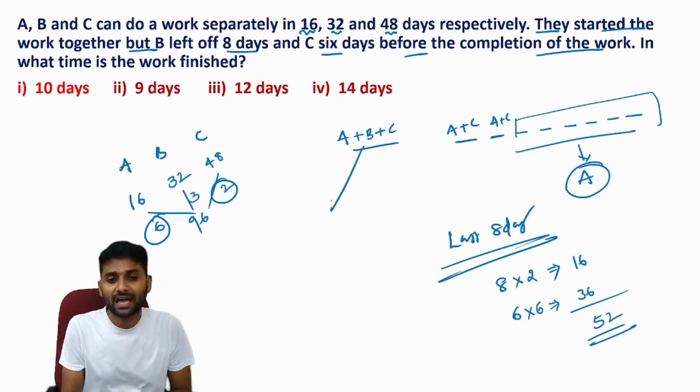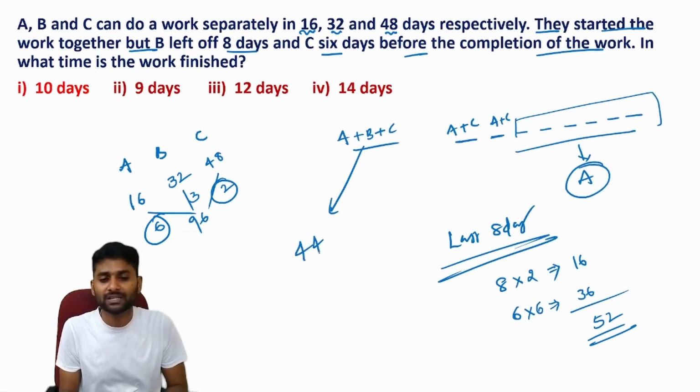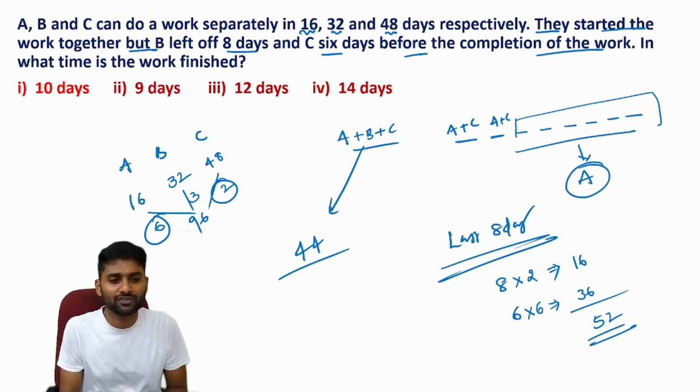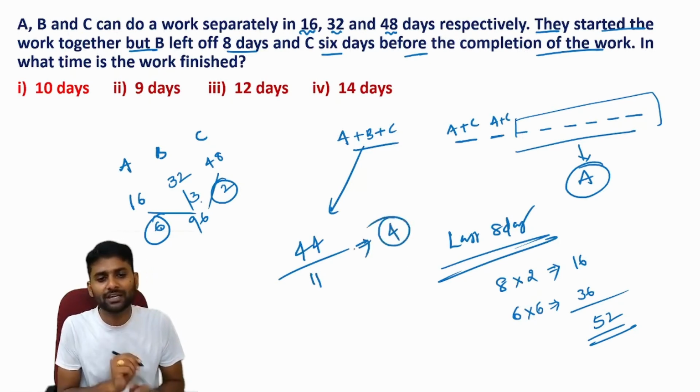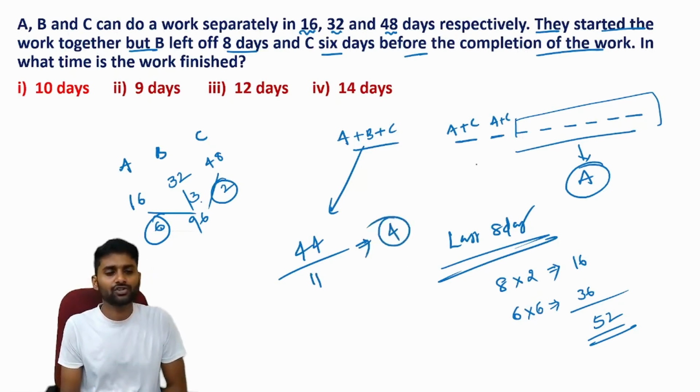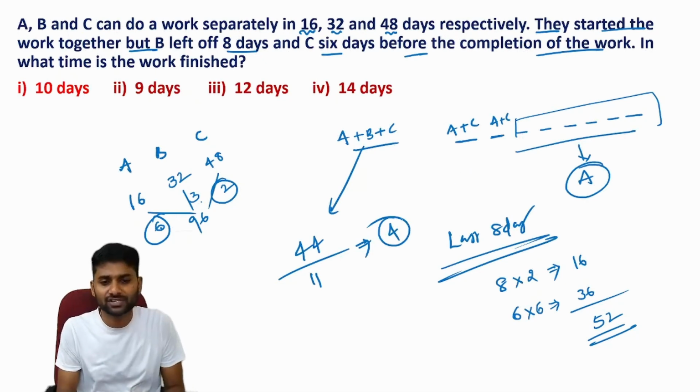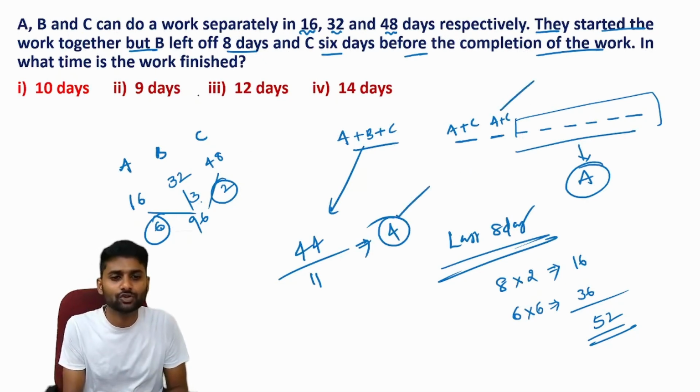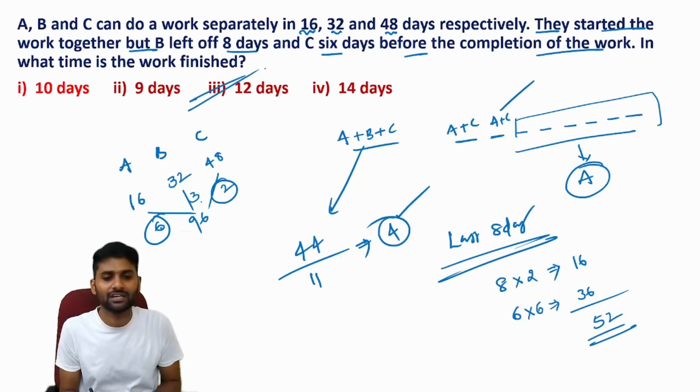So what does it mean? The remaining 44 units were completed by A, B, C together before leaving. Now these 44 units of work, A, B, C together, how much time does it take? A, B, C together complete 11 units per day. For 44 units they will take only 4 days. Now the question: in what time is the work finished? Here 4 days plus 8 days, the total work is completed in 12 days.